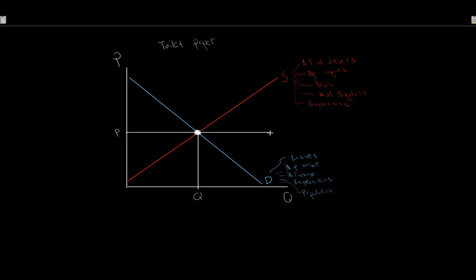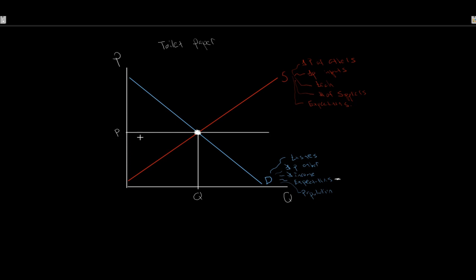So all of a sudden, everybody thinks that we're going to run out of toilet paper for some reason. They think that they're not going to be able to get it. So if you don't think you can get toilet paper in the future, what do you want to do today? Right? What is all this influencing? Well, this is influencing my expectations. If I don't think I can get it in the future and it's something I'm going to need, I'm going to stockpile it today. So I have this increase in expectations.